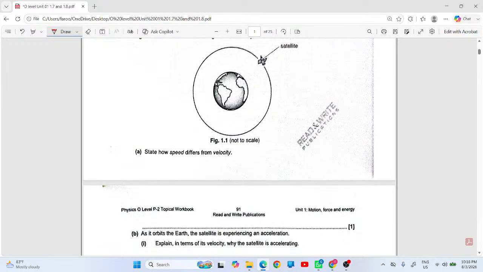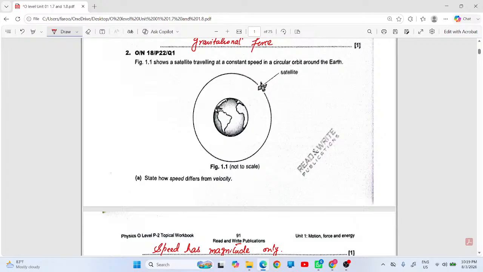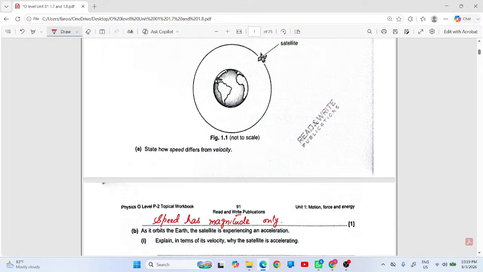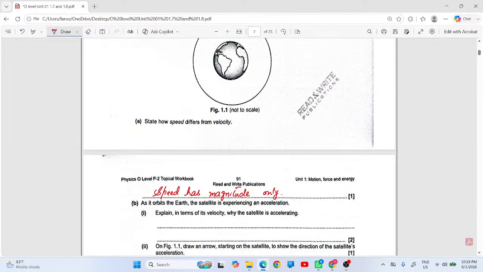How speed differs from velocity, so we say: speed has magnitude only. Speed has magnitude only. Yes children, next.